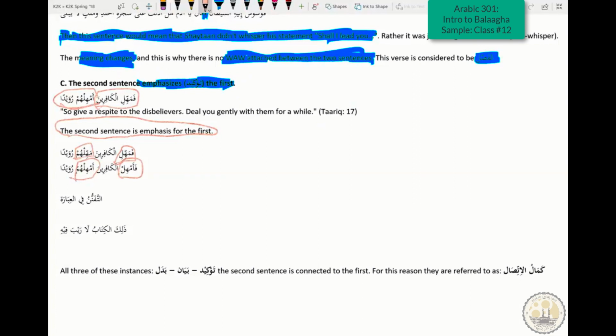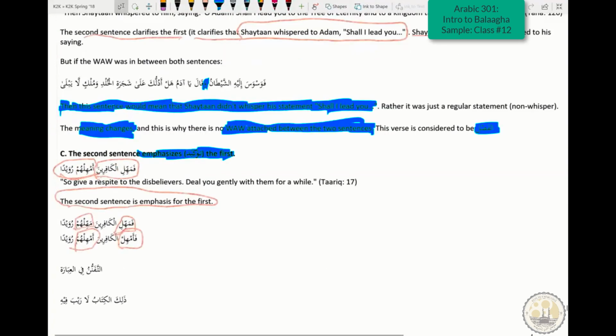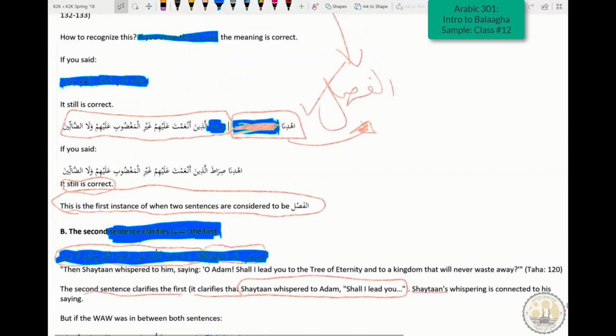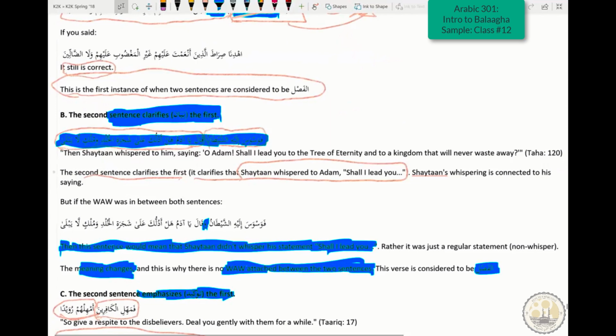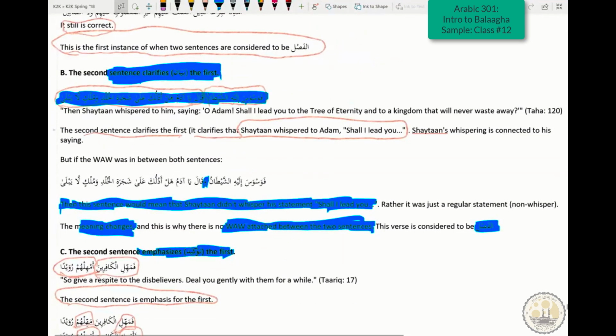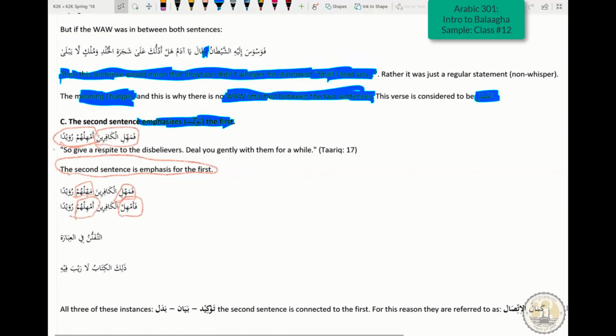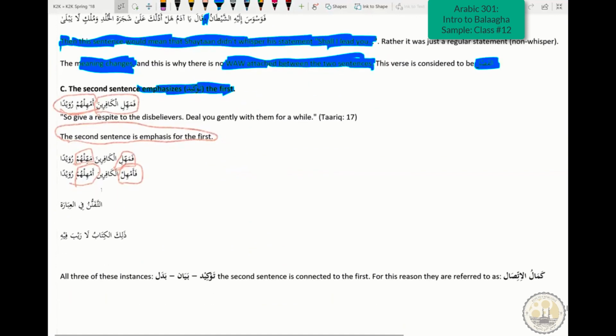So basically, there are three instances of when sentence 1 and 2 are connected to one another. Okay, you have A, there's a substitute in sentence number 2. B, there's a bayan, sentence number 2 is a clarification of the first sentence. And C, when the second sentence is an emphasizer or provides emphasis to the first sentence. Okay?